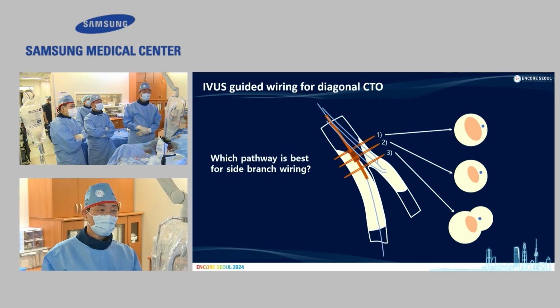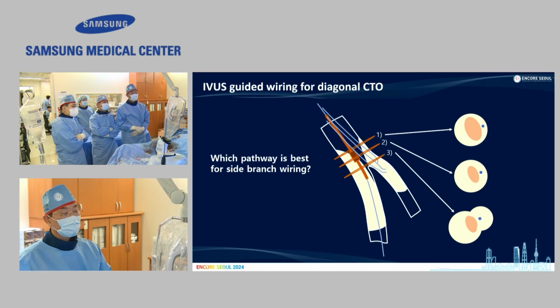Looks like a perfect strategy, but I think we should consider a retrograde approach for the diagonal branch. Where does the collateral come from? Is it from the circumflex, from the angiography?